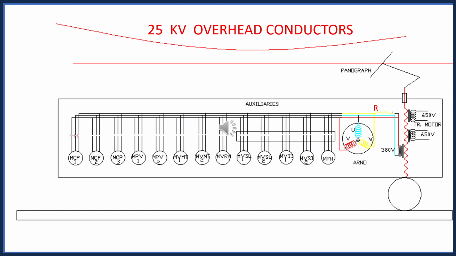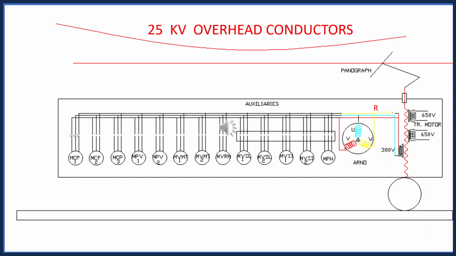So the 25 kV overhead system is a phase, and our railway track is connected to the traction substation earthing system. It is acting as neutral. And in between these, the load is our electric locomotives.